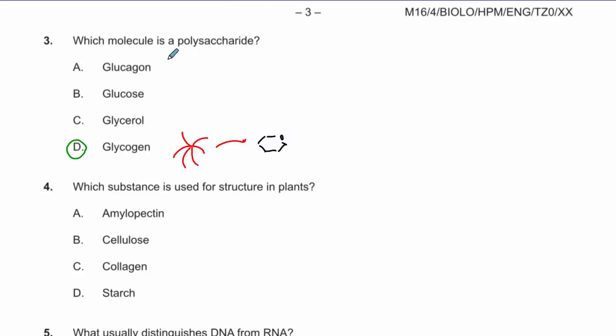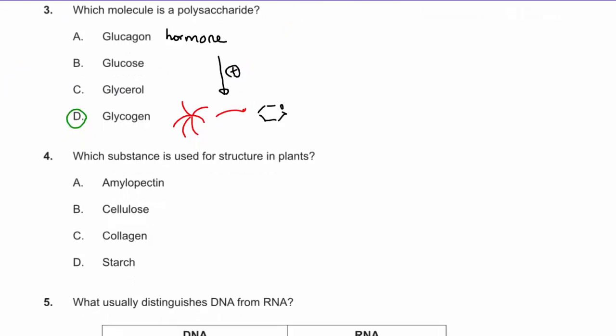glucose. Glucagon is a hormone released from the pancreas to actually make this happen. But it's not a polysaccharide itself. It's actually a peptide hormone.